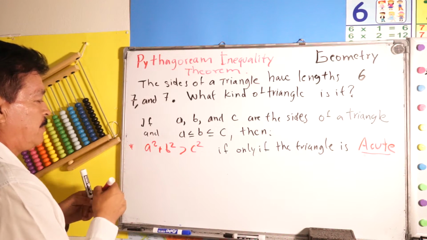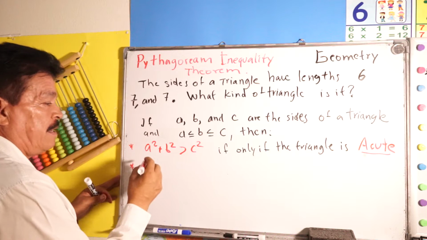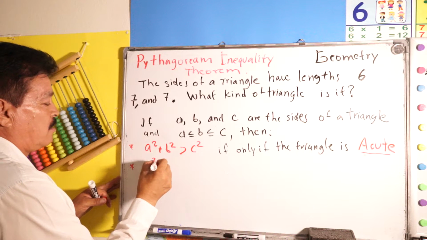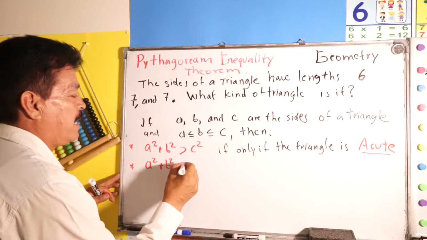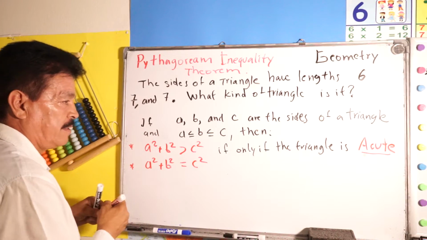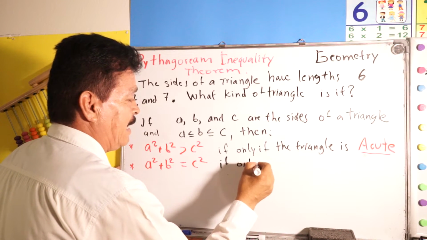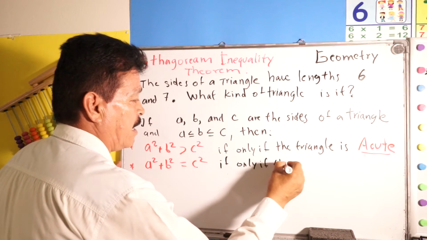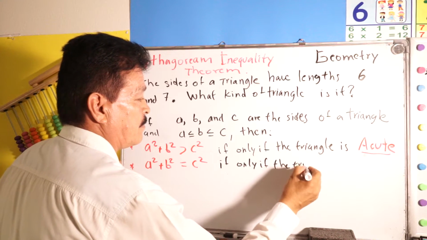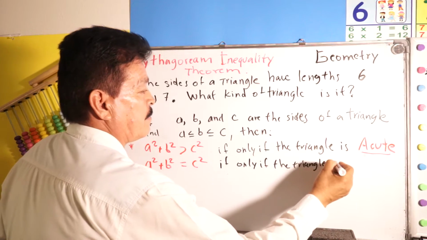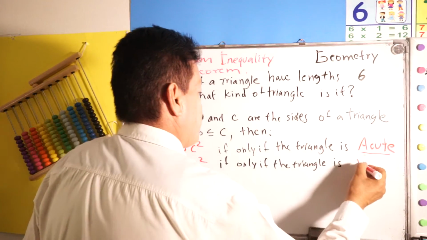The second one: if you have A to the second power plus B to the second power equals C squared, then, if and only if, the triangle is right.